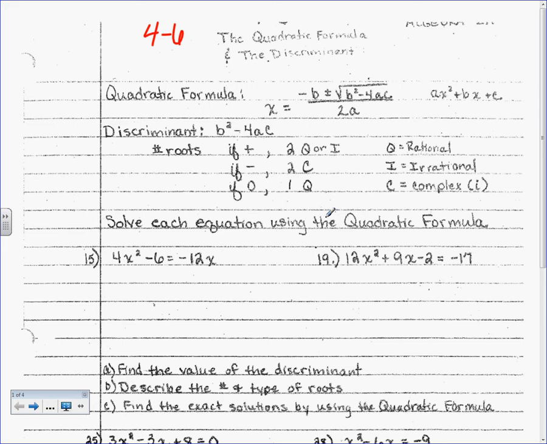It's probably got cut off, but the top says 4-6. We're talking about the quadratic formula and the discriminant. So you need to know the quadratic formula. It's not an option. It doesn't go away.